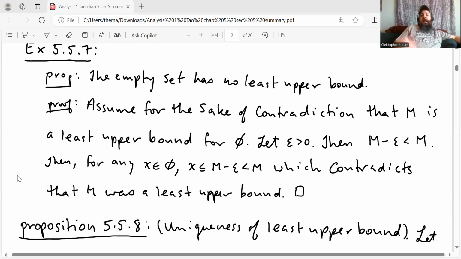Let epsilon be any number greater than 0, then M minus epsilon is less than M. Then for any x in the empty set, x is less than or equal to M minus epsilon, which is less than M, which follows just trivially, right? Because there are no elements of the empty set, which contradicts that M was the least upper bound. Therefore, there are no least upper bounds.